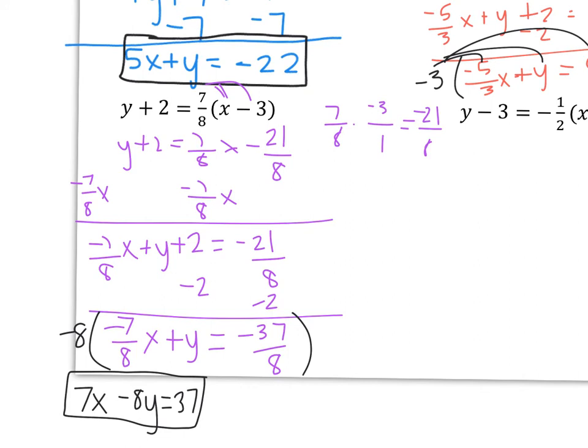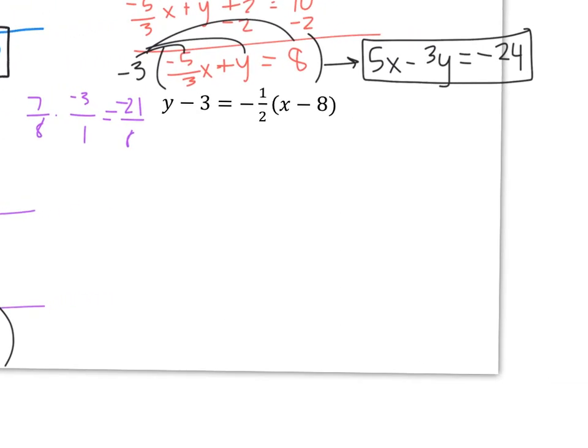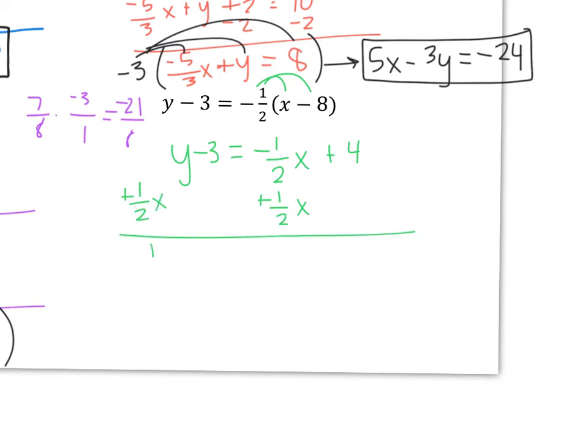All right, let's look at the last example. Going to distribute this -1/2 x, everything inside the parentheses. So I get y minus 3 equals -1/2 x plus 4. Now I need to move the slope, or the -1/2 x, to the other side. So I'll add 1/2 x. And I get 1/2 x plus y minus 3 equals 4.